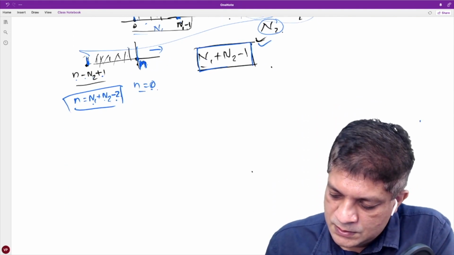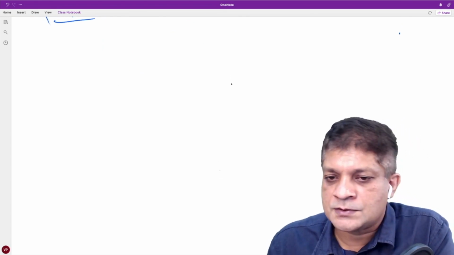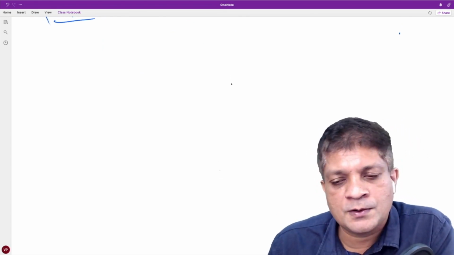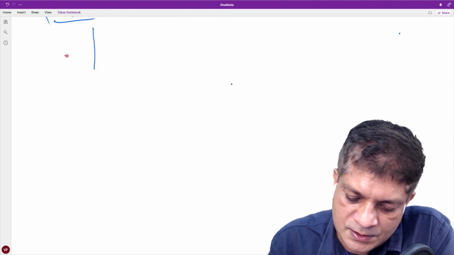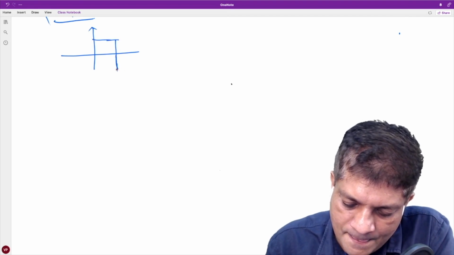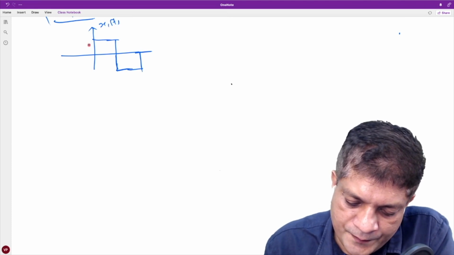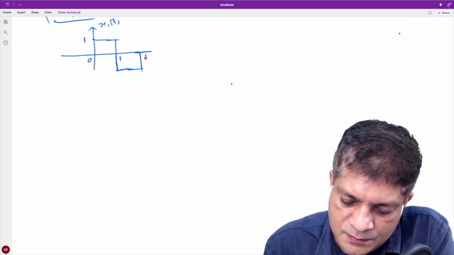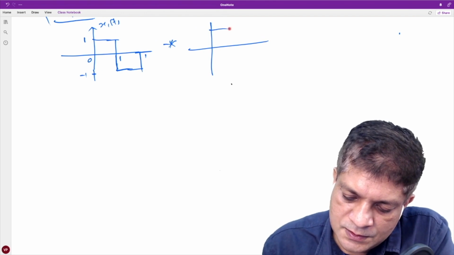Now let us consider an example of how these properties of convolution can simplify the convolution operation. Let's consider the convolution of these two signals. Let's say this is x1(t), with values 1, 0, 1, 1 and this one is minus 1. The convolution of this with the same signal.